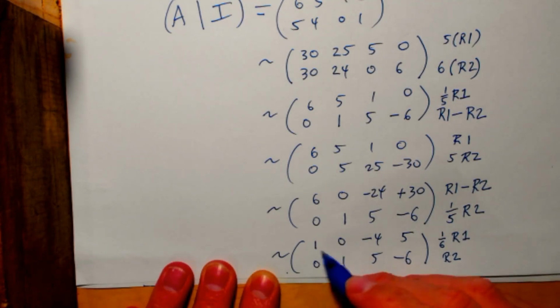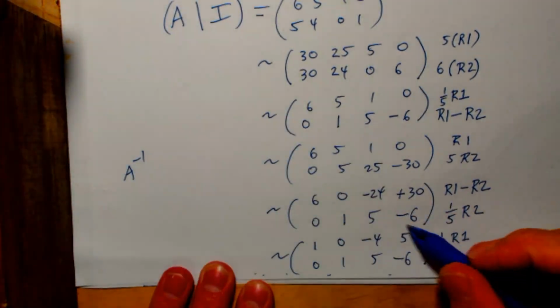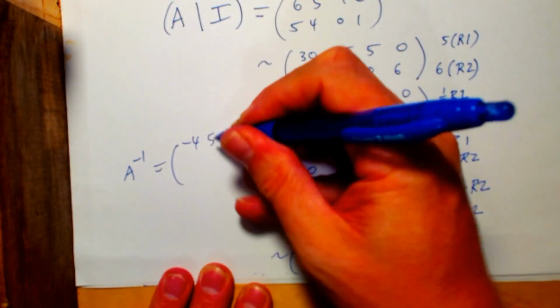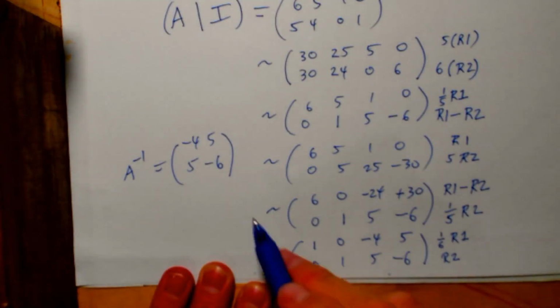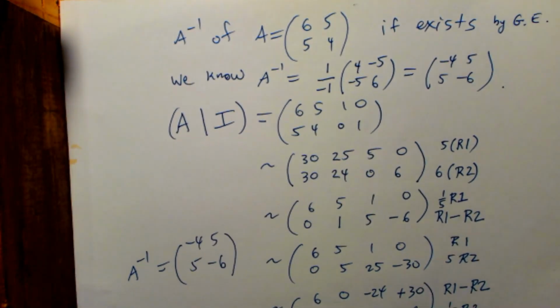We can see that we have the identity on the left. So A inverse, we just read it off of this. It's minus 4, 5, 5, minus 6. Okay, and that agrees with what we calculated using the formula for the inverse of a 2 by 2 matrix there.